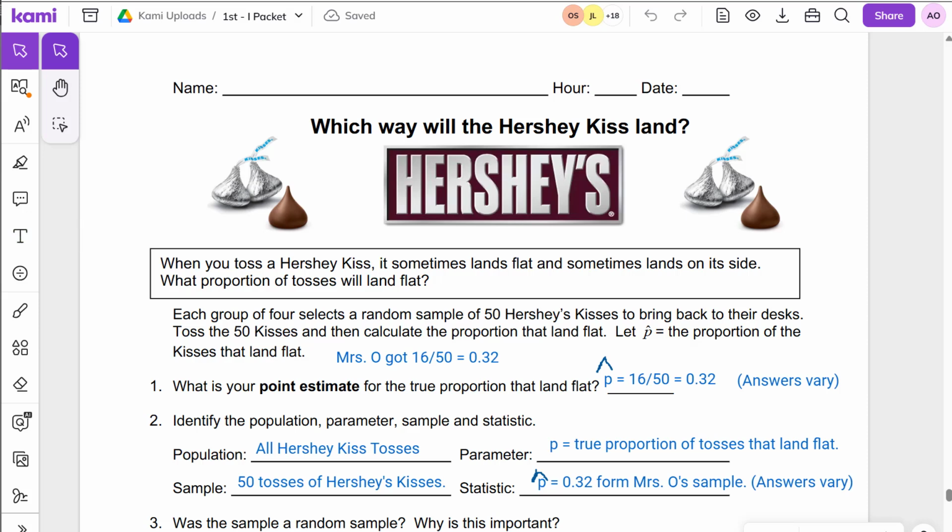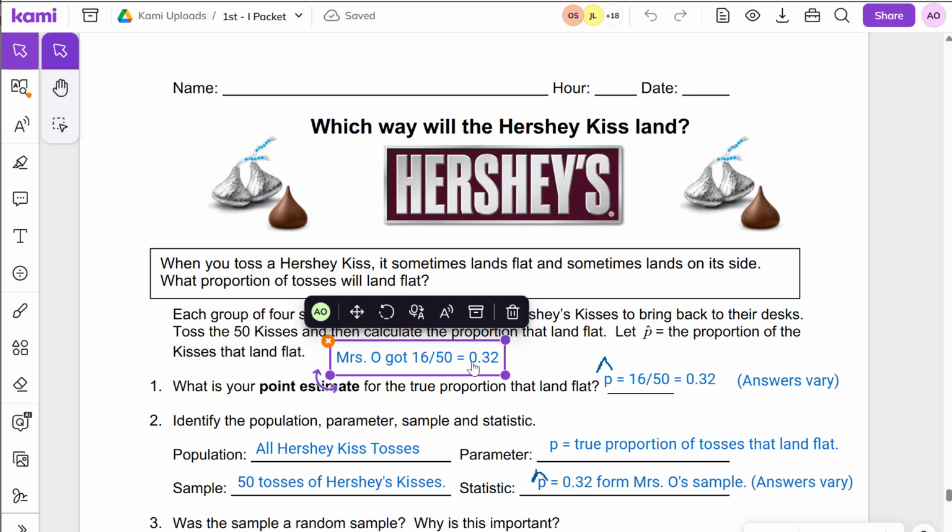If you want to do this, if they fall on the floor or in the groove, then you pick them up and roll again. So anyways, Mrs. Overman got 16 out of 50, so that's 0.32. So my point estimate would be 0.32.